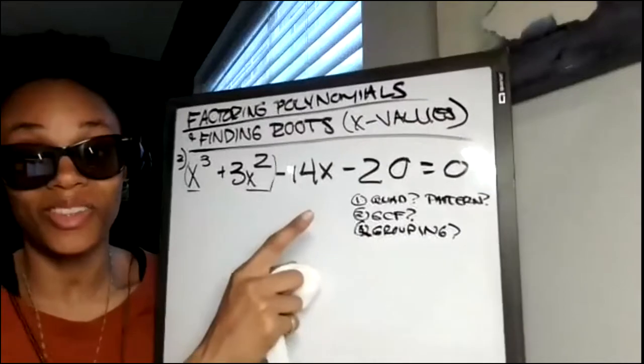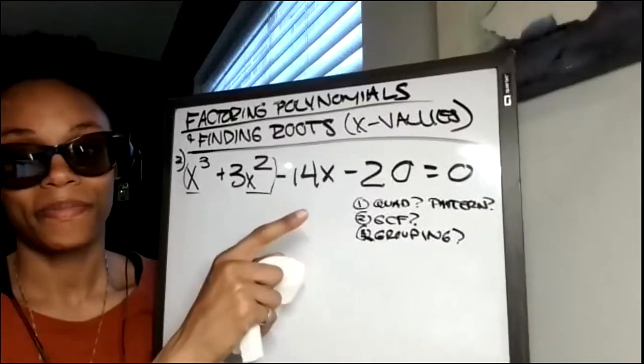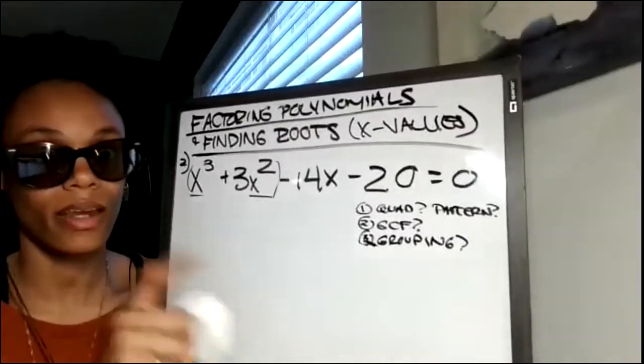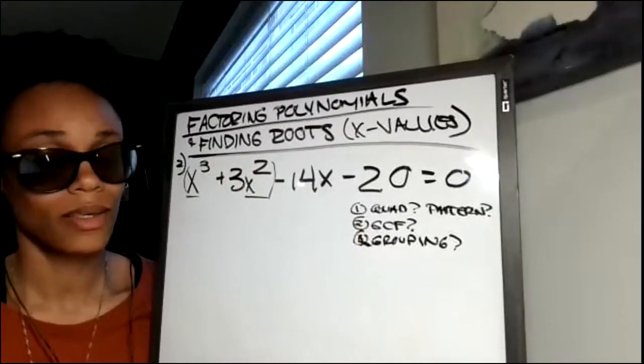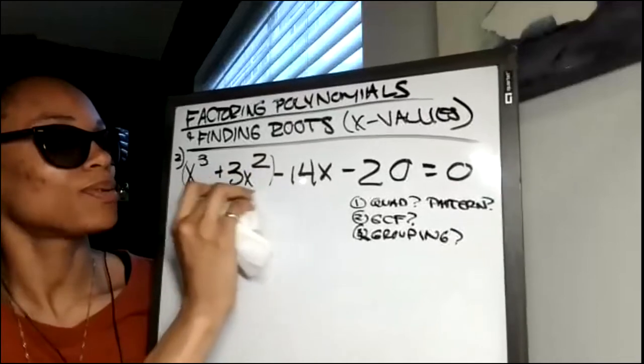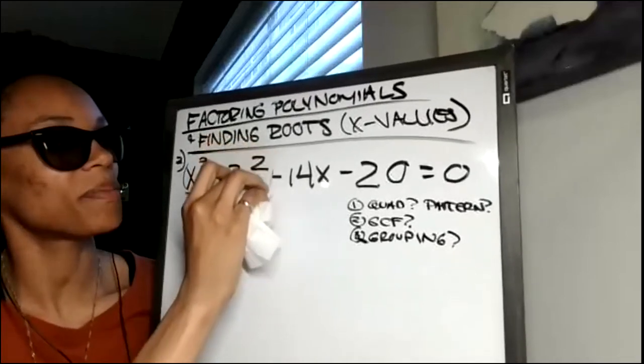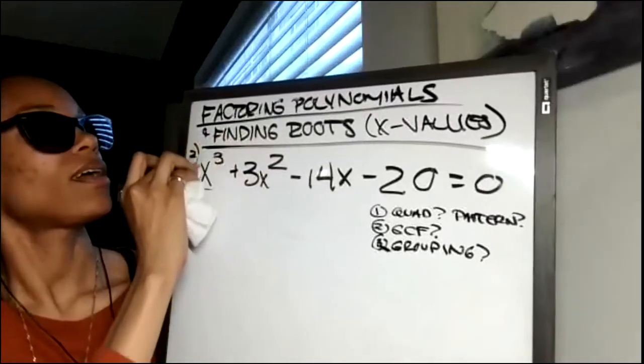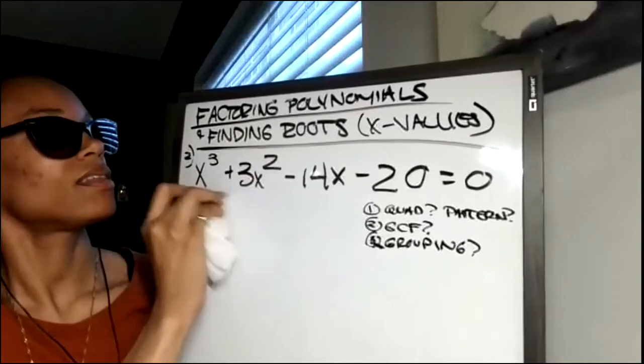And these are the 3 ways you want to look at it first. Can I apply any of these methods? Unfortunately, in this case, we cannot. So now we have to hop to our rational roots theorem here. So I'll walk you through that a bit on this one.